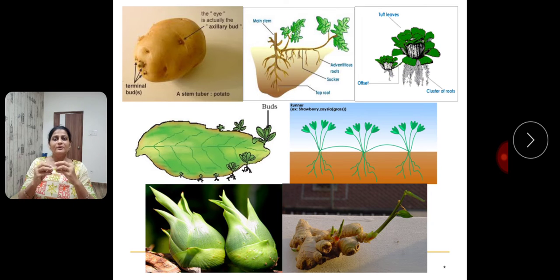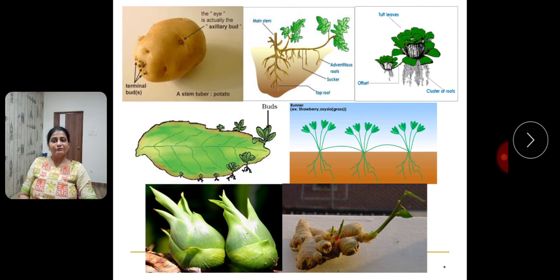Now, because of the meristematic tissues, the plants will grow. Okay, there will be formation of new roots, there will be formation of new leaves. Okay, and this process is known as grafting. Again, this occurs with the help of human beings. Human beings only do this. So it is known as artificial vegetative propagation.